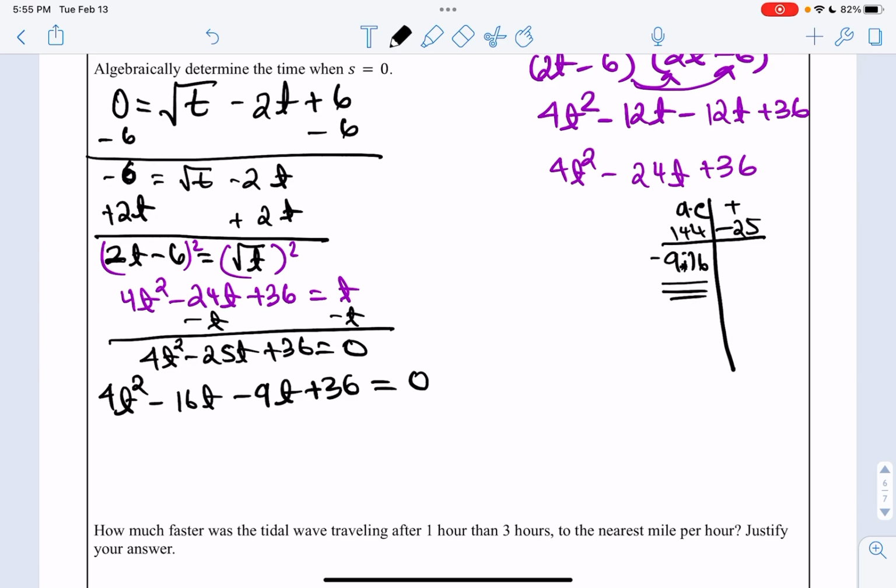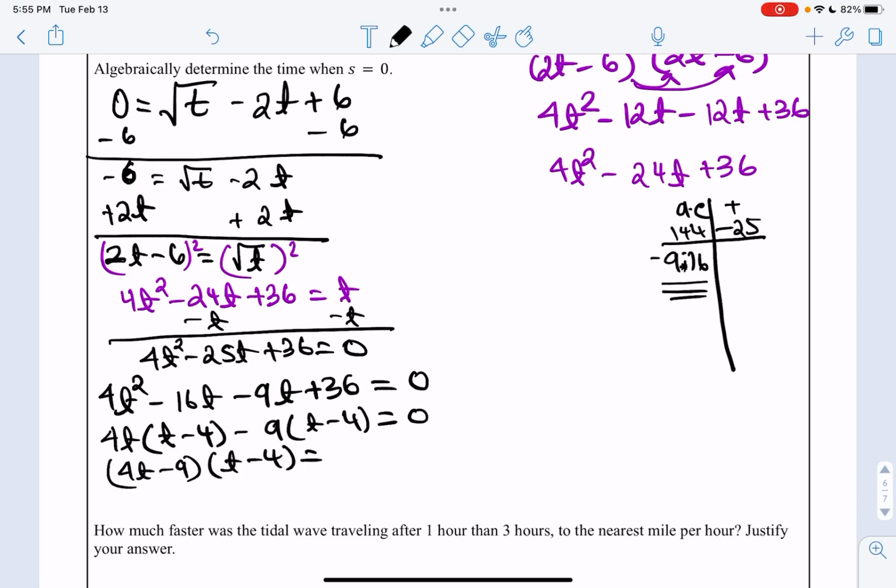So now we pull out a GCF. 4t, then it becomes t minus 4, then minus 9, t minus 4 is equal to 0. 4t minus 9, and then we have t minus 4 is equal to 0. So which would mean t is equal to 0, and then t is equal to 9 over 4.